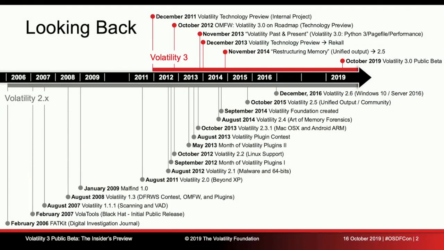So this slide hopefully gives you an idea that Volatility 2 has actually been around a really long time. Volatility itself was a concept that came around in 2006 as FatKit, as written by Nick and Aaron over there. And it turned into Volatools, and then it became Volatility 1.0, and started developing from there.